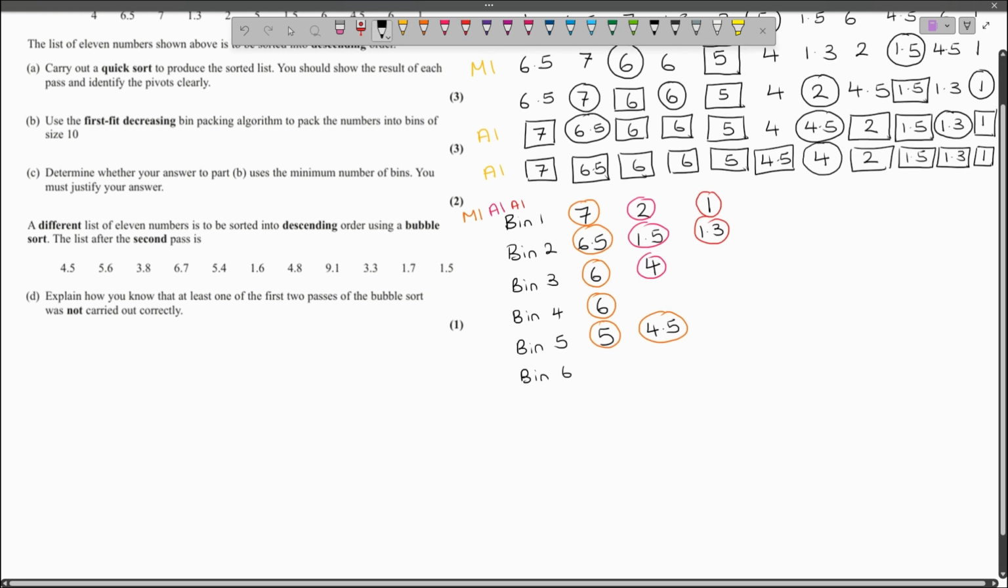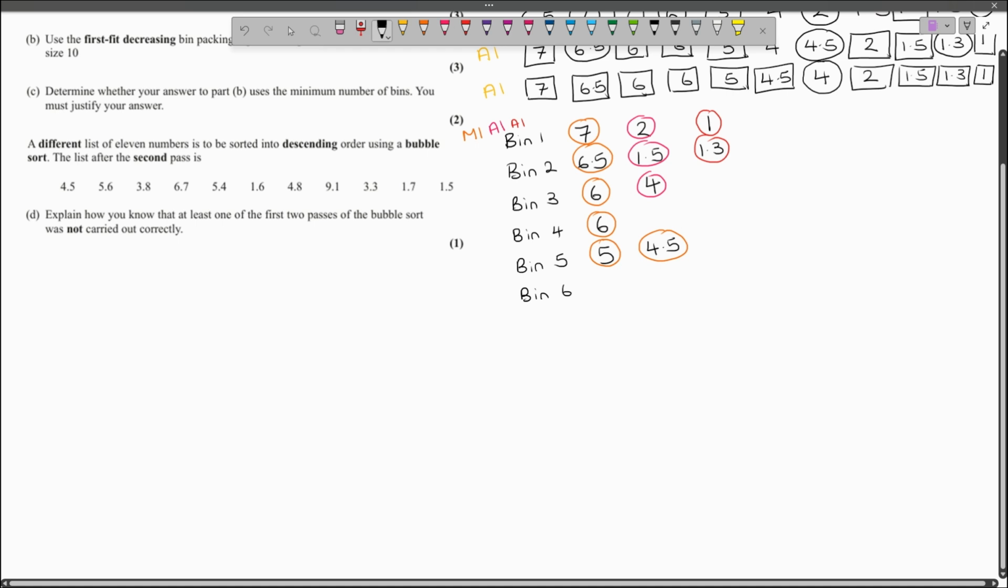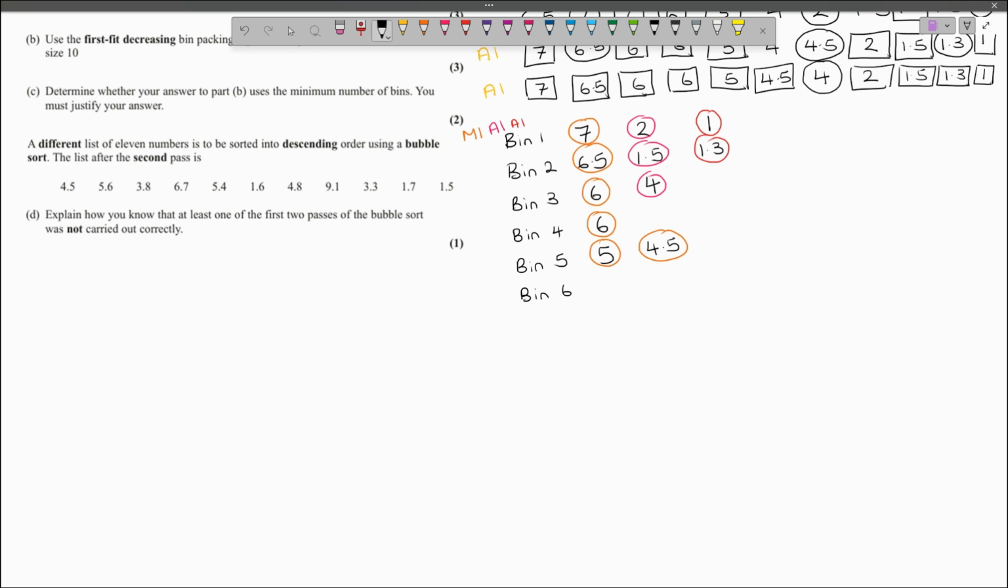Okay, moving on to part C. Determine whether our answer to part B uses the minimum number of bins. So, part C requires us to use some theory to find a lower bound for the number of bins required. So let's try calculating it. The lower bound is going to be the sum of all of the sizes divided by the size of each bin.